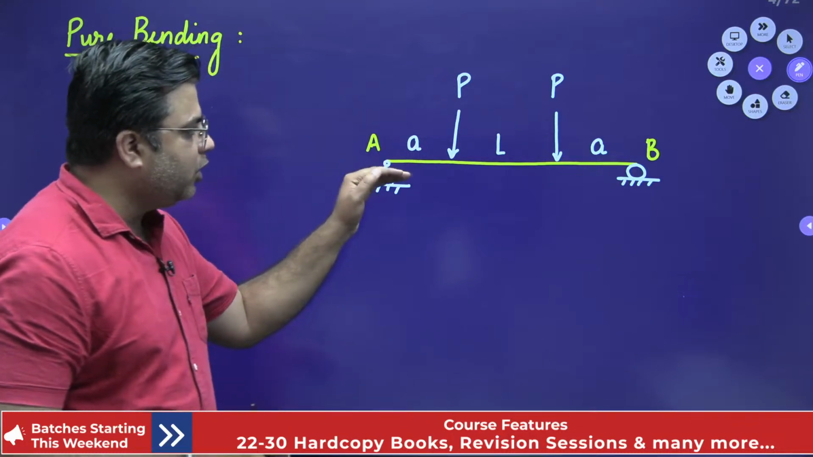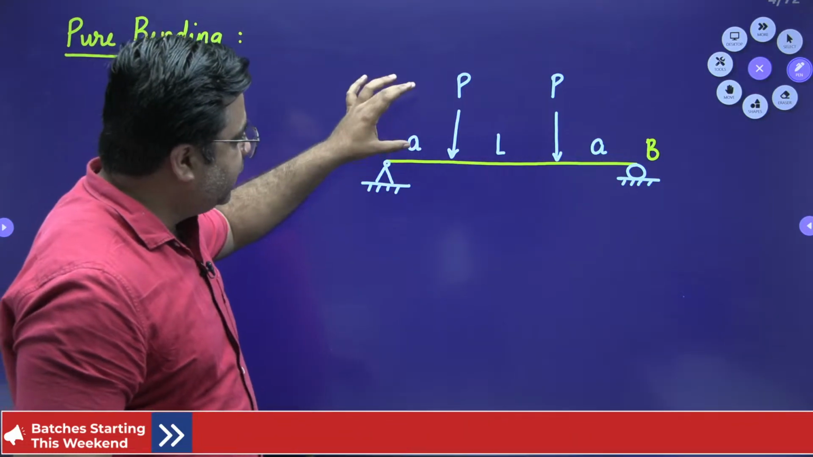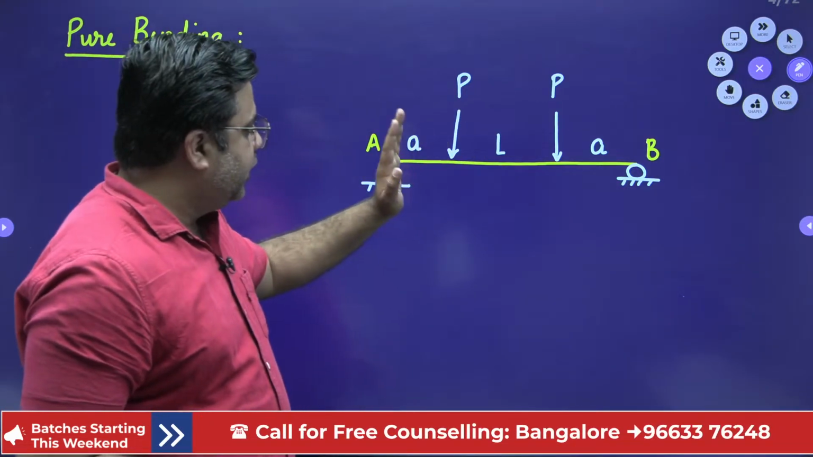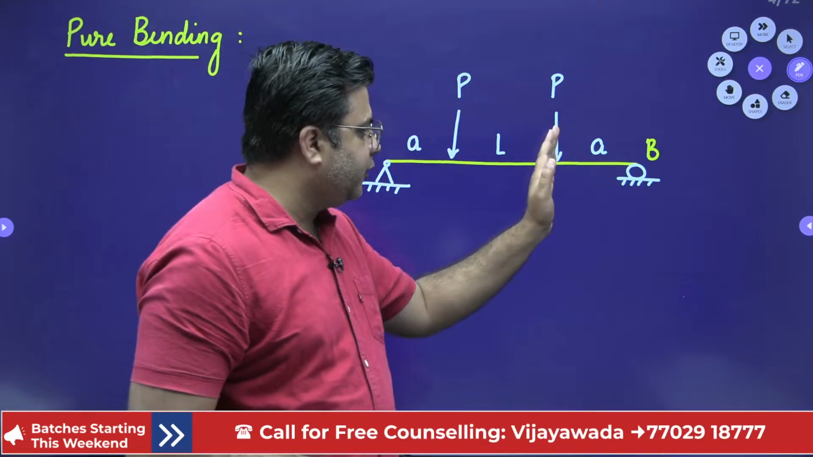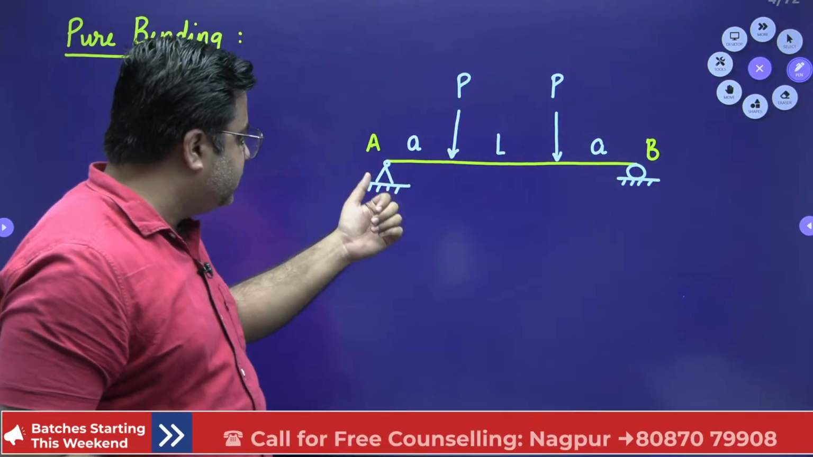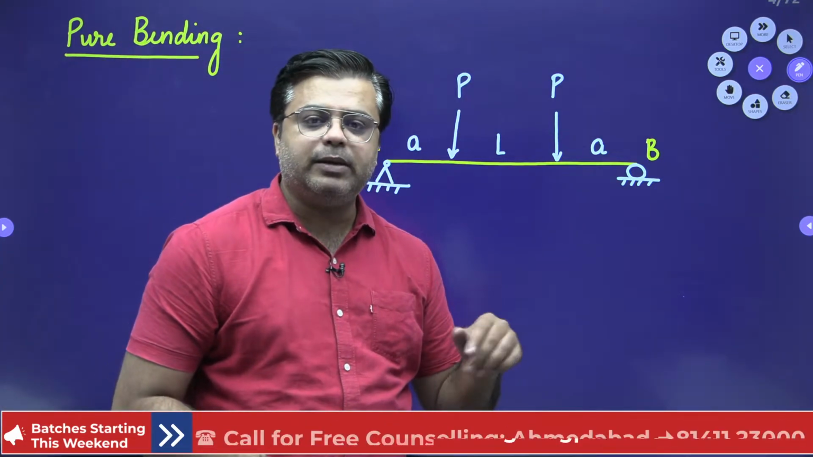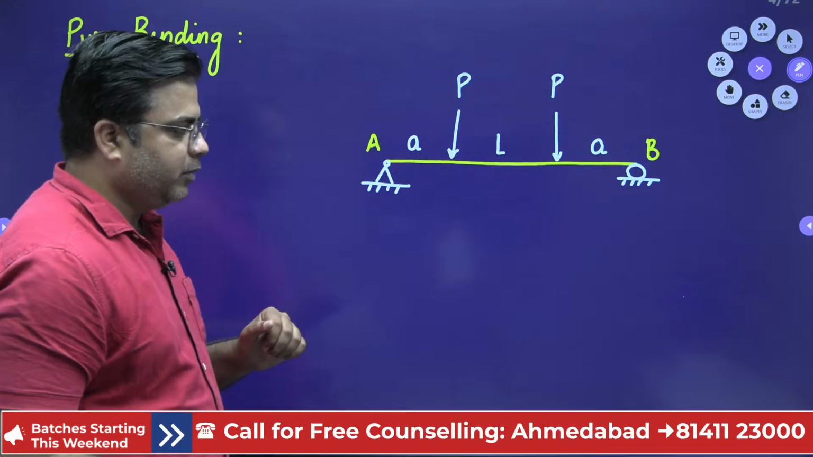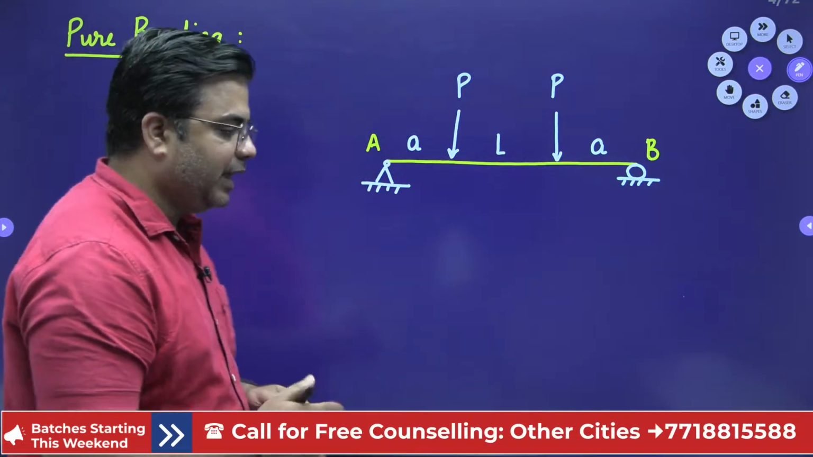Okay, I have drawn one example in front of you. I have drawn one beam. This beam carries two point loads, at a distance of A from end A and at a distance of A from end B. First of all, calculate the support reactions. I want you to draw the shear force and the bending moment diagram for this beam, right? Today we will do it directly without doing all the calculation.